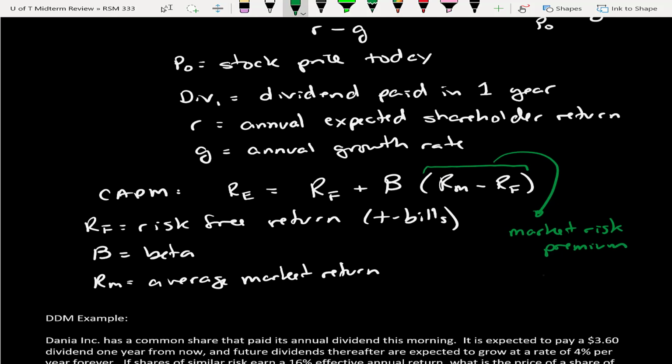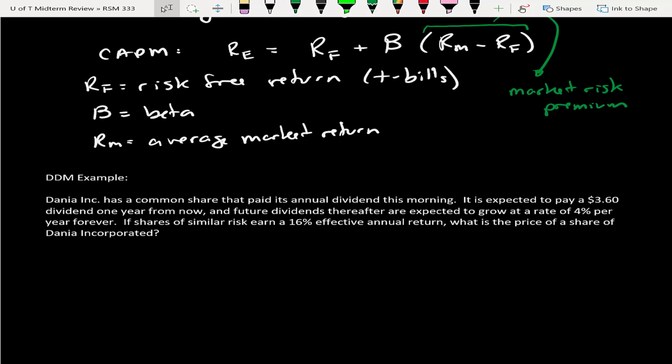Okay, so let's do the dividend discount model first. Here's an example. Dania Incorporated has common shares that paid its annual dividend this morning. It is expected to pay $3.60 1 year from today. So $3.60 in a year; this is dividend 1. The growth rate is 4%, and shares with a similar risk earn 16%. So they've given us a cost of equity, and it's asking us to calculate the price of the share.